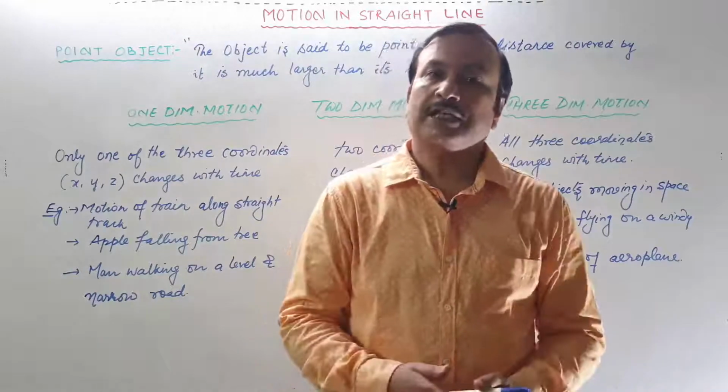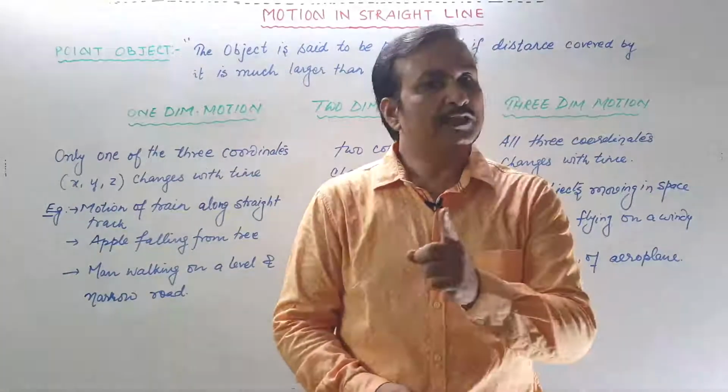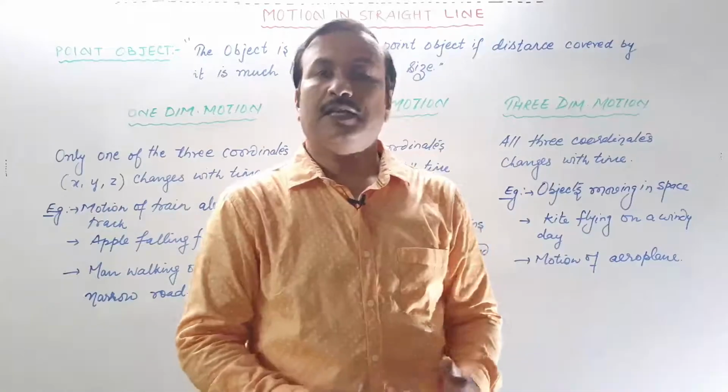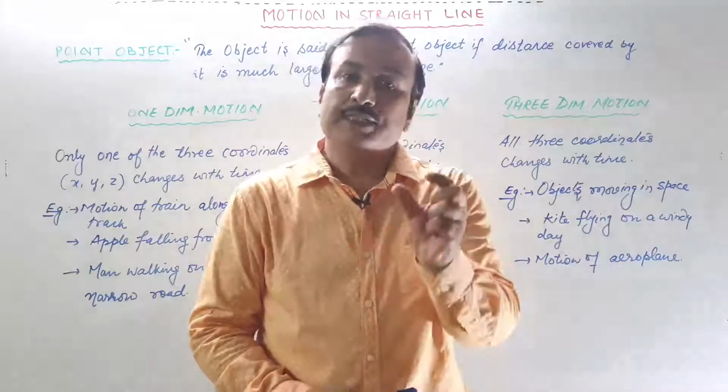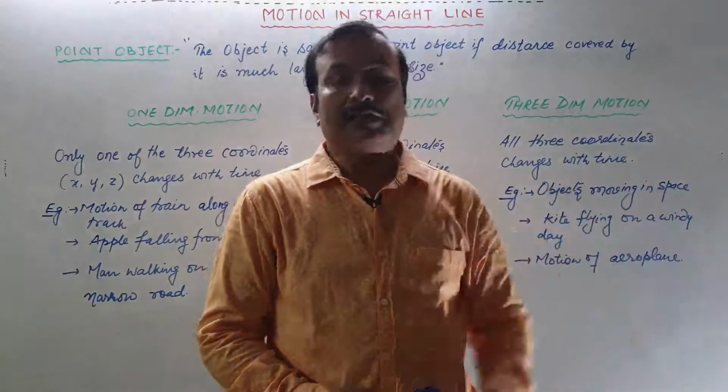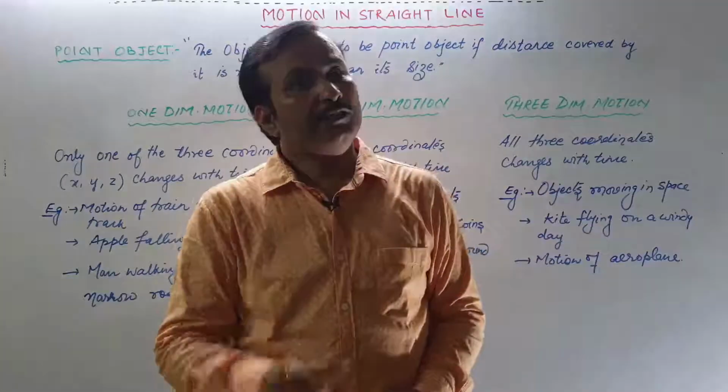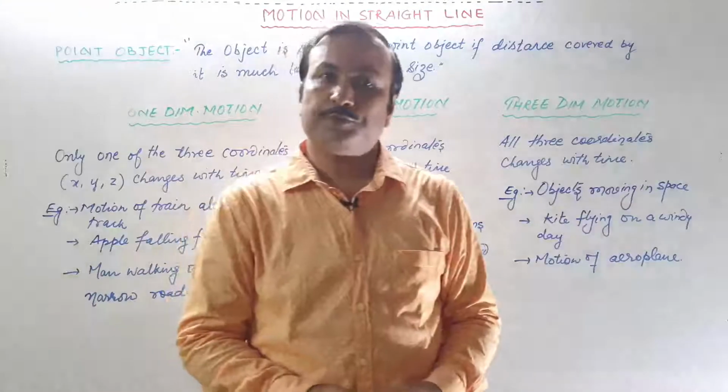So that means we need to understand what is the point object. Point object can be any object if the distance covered by that object is much more larger than the size of the object. ऑब्जेक्ट की साइज से वो जो डिस्टेंस कवर कर रहा है वो बहुत ज़्यादा है, तो दैट ऑब्जेक्ट कैन बी कंसीडर्ड एज पॉइंट ऑब्जेक्ट.